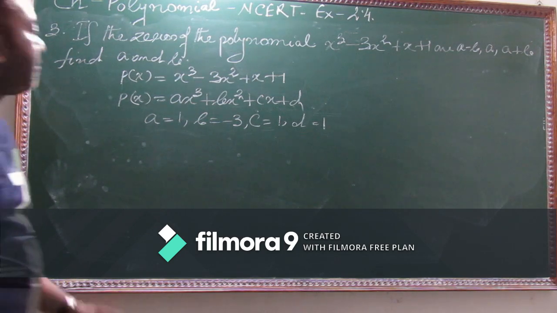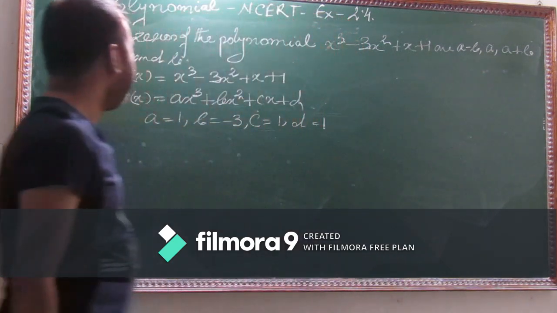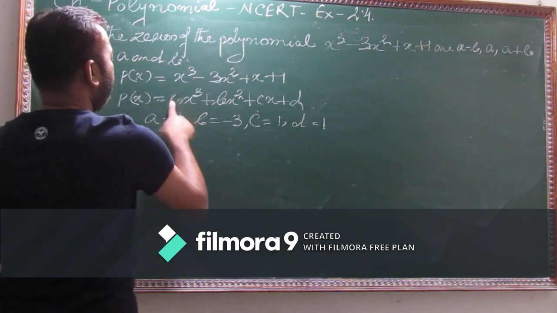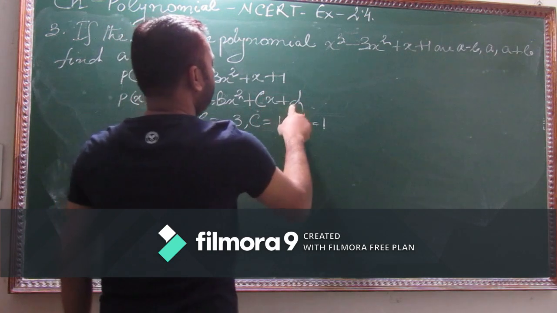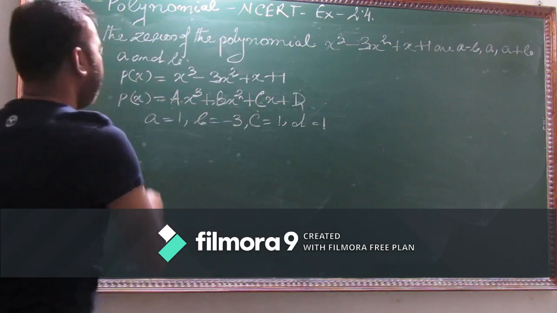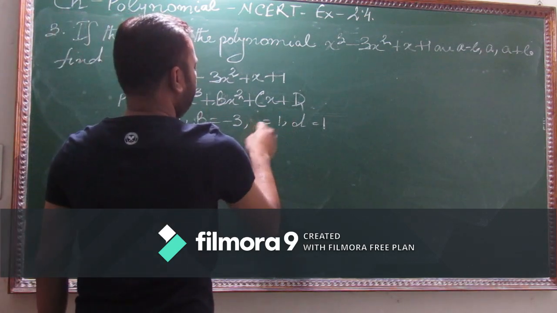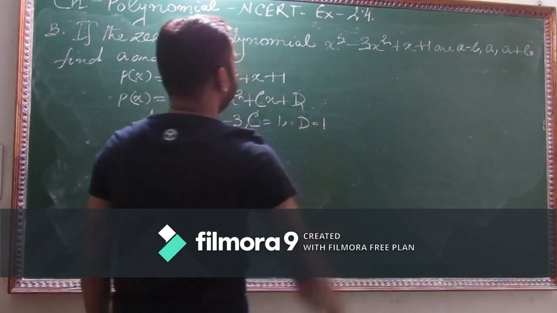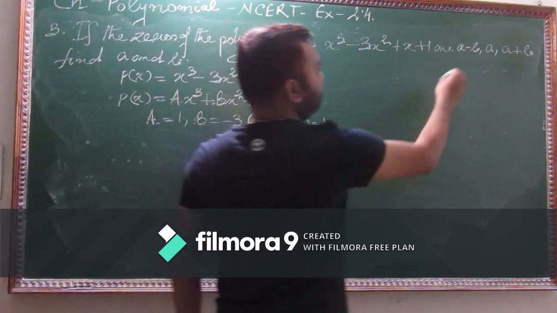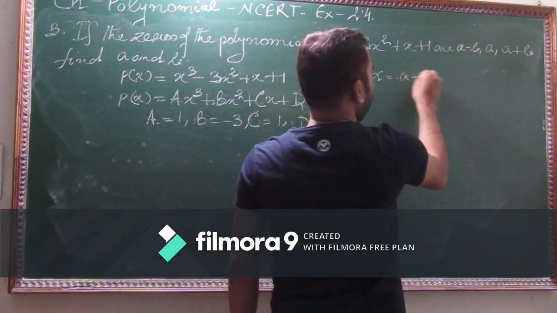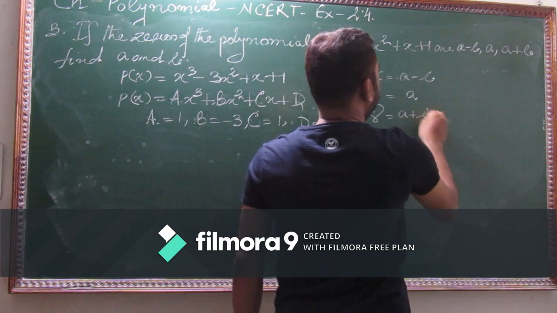Now there is a problem. There is also small a, b in the zeros. So if you want, you can change these to caps: caps A, caps B, caps C, and caps D for the coefficients. Done. Now you know that alpha is the first zero. Alpha is equal to A minus B, beta is equal to A, and gamma is equal to A plus B.